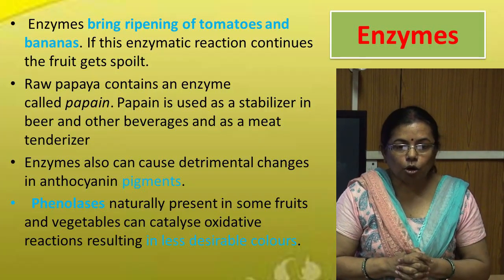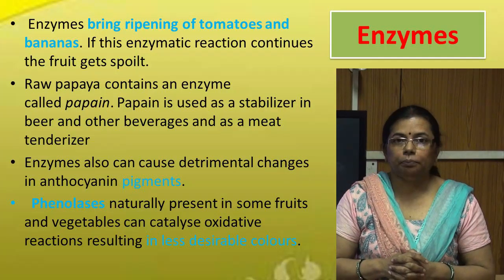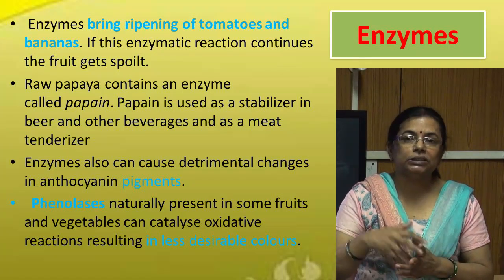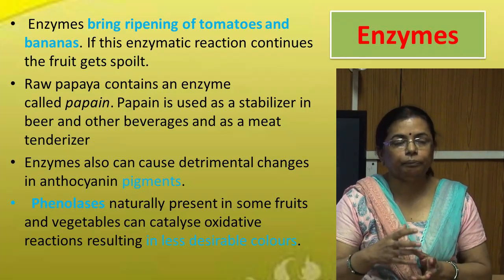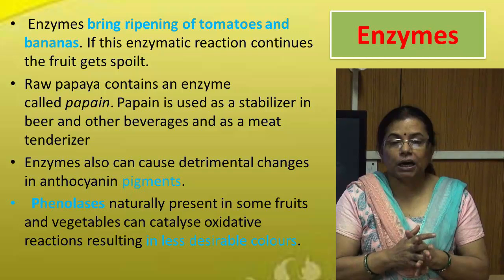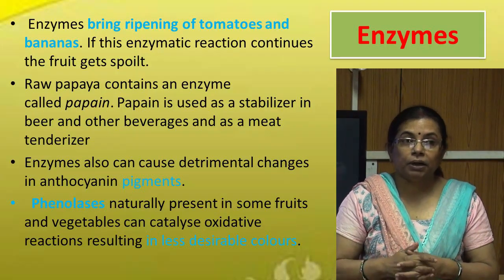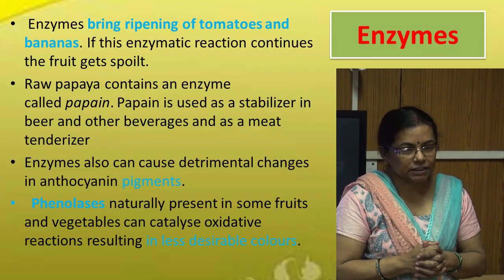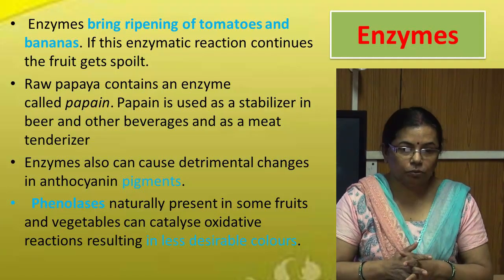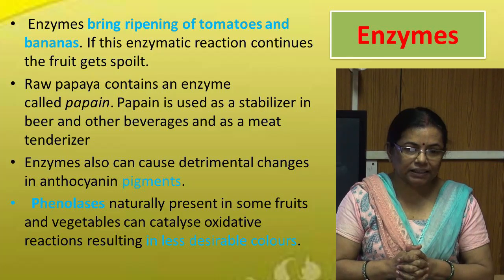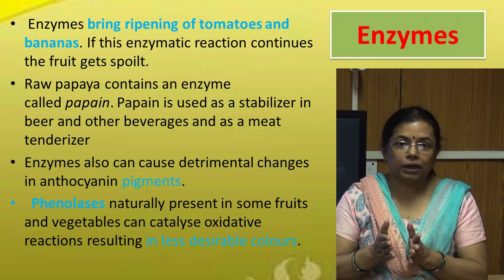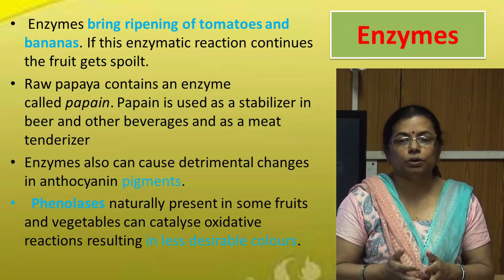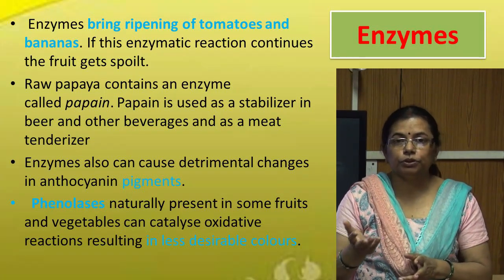Enzymes can also cause detrimental changes in anthocyanin pigment. The enzyme anthocyanase catalyzes the reaction which results in the loss of anthocyanin color. This change is undesirable in strawberry jam, but it is desirable in the production of white wines. Phenolase, naturally present in some fruits and vegetables, can catalyze oxidative reactions resulting in less desirable colors, and this enzymatic browning causes great loss to the growers of the fruits and vegetables.